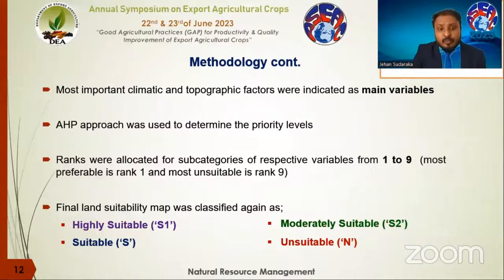The most important climatic and topographic factors were indicated as main variables. Here I have 7 main variables: annual cumulative rainfall, maximum temperature, minimum temperature, slope, elevation, depth to the groundwater level, and soil types. AHP was used to determine the priority levels. Here ranks are given from 1 to 9, where rank 1 is the most preferable case and rank 9 is the most unsuitable case. The final land suitability map was classified based on FAO 1974 guidelines as highly suitable, suitable, moderately suitable, and unsuitable.